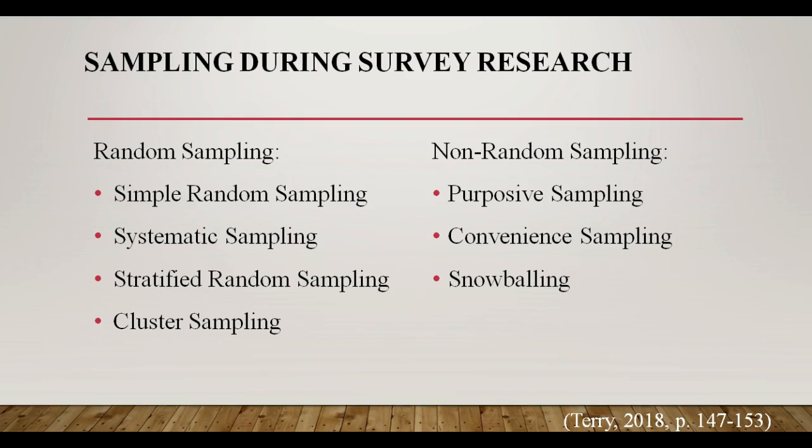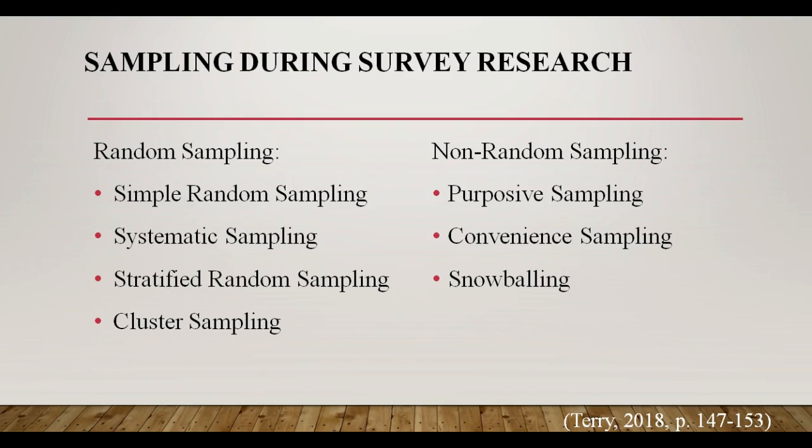There are two types of sampling that are described in Terry Chapter 11. Random sampling is usually the method used with surveys. This method allows results to be generalized. There are various types of random sampling. One type of random sampling is simple random sampling. In this type of random sampling, participants are chosen by chance. A second type of random sampling is called systematic sampling. Subjects are selected at specific intervals. For example, every 10th person will complete the survey.